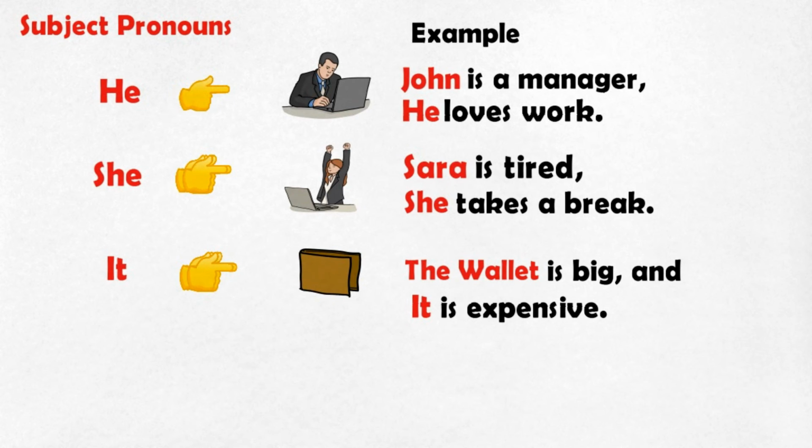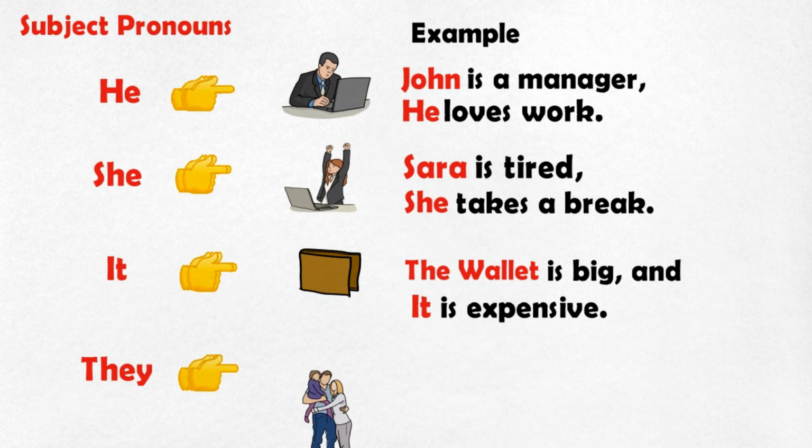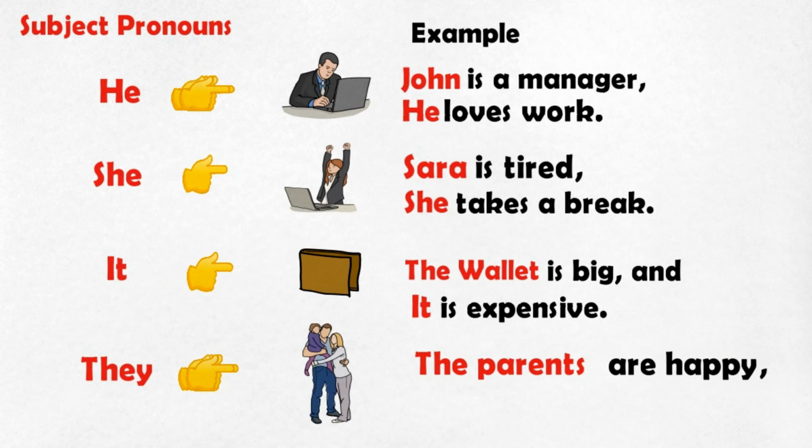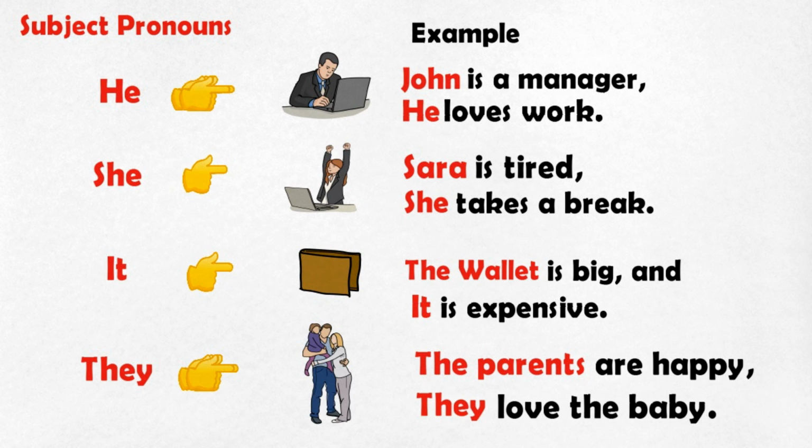Last one, they. When I use they, when I talk about group of people I don't see. For example, the parents are happy. They love the baby. I don't say the parents are happy, the parents love the baby. No. As we can see in the example, the parents are happy, they love the baby.